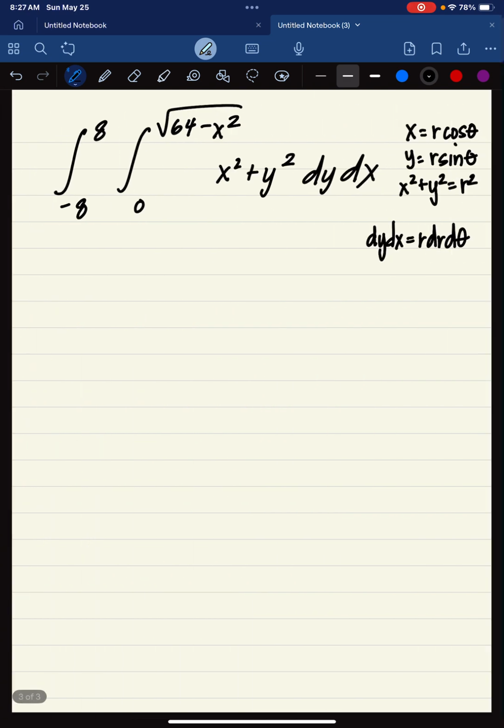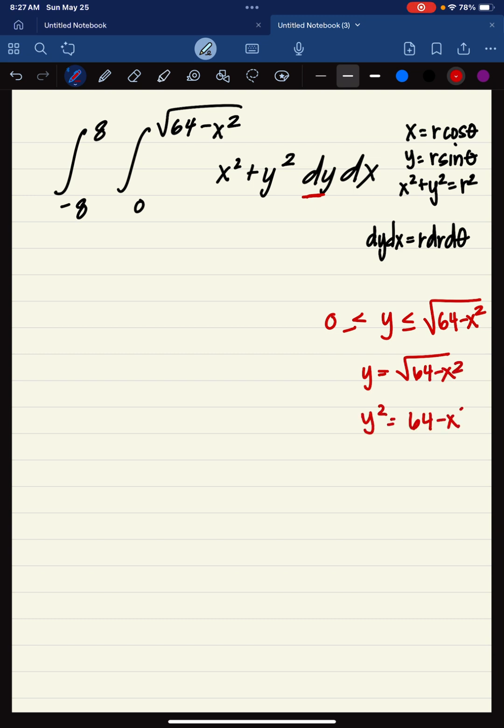Okay, so here's your second one. Again, we're going to look for y, because y is here. Y is going to be more than 0, so that's going to be a familiar stretch there, and it's going to be between these values. If I set it equal to the upper bound, square both sides, and move the x squared over, I'm going to get that r squared is 64. So r is going to be 8. So this interior part right here is going to go from 0 to 8. And remember, dy dx is r dr d theta.